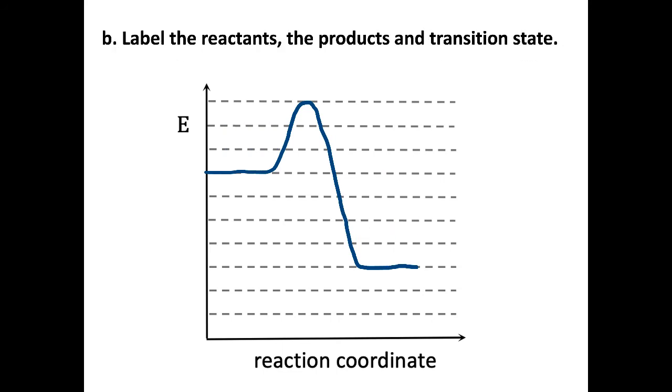We've already gone through this: label the reactants, products, and the transition state. Well, I guess we did at least some of it. Those are the reactants. The products are what we end up with. And then the transition state is what is gone through as we move from reactants to products. You have a full transition state at the top of the activation energy hill.